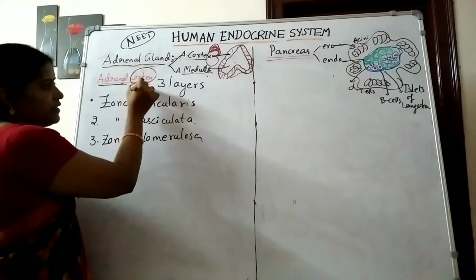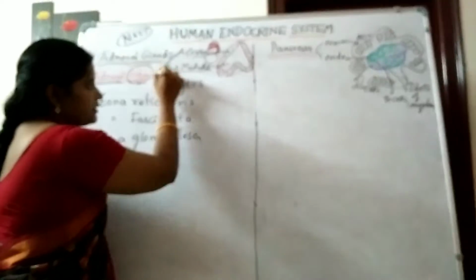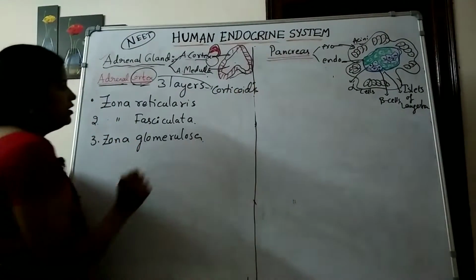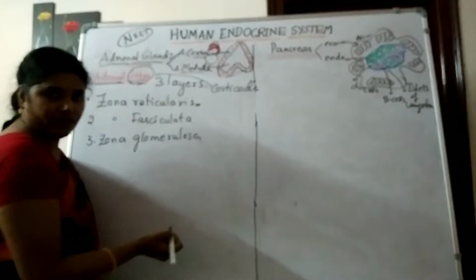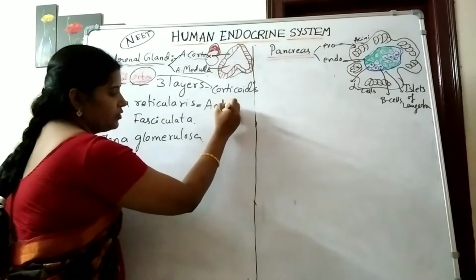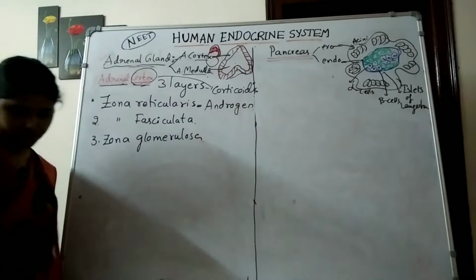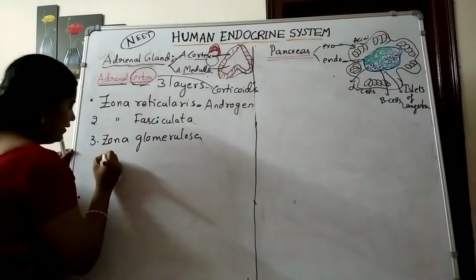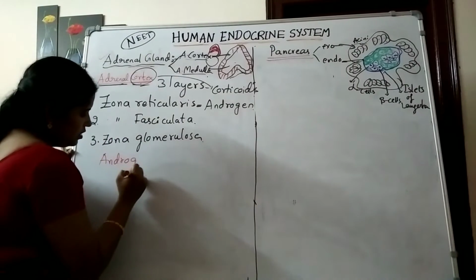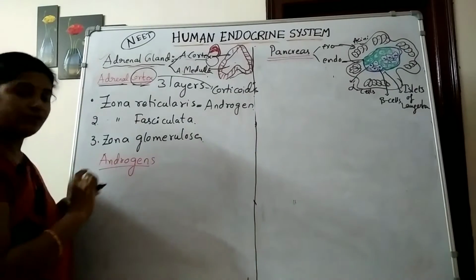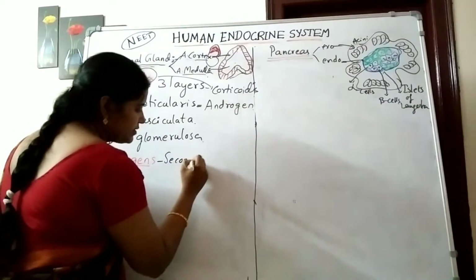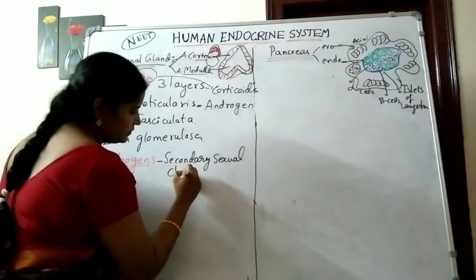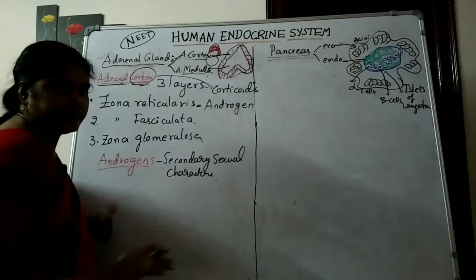Whatever hormones are released by the cortex, release chese hormones anninti manam emantunnam? Corticoids. So zona reticularis releases the corticoid known as androgen. What are the functions of androgen? Androgens are responsible for secondary sexual characters, all the secondary sexual characters.